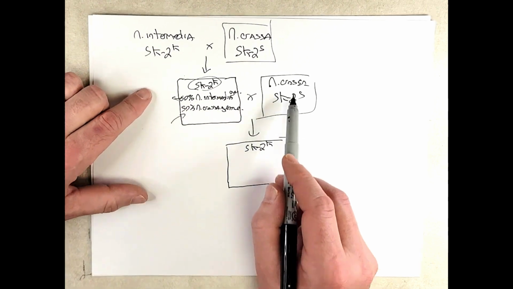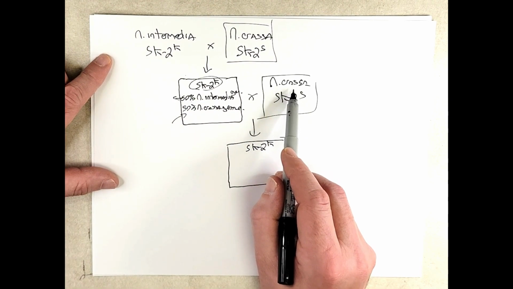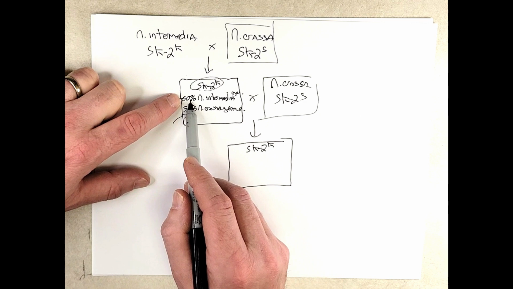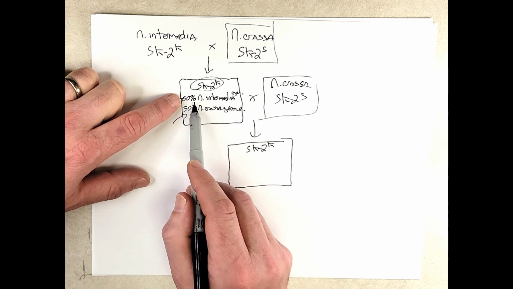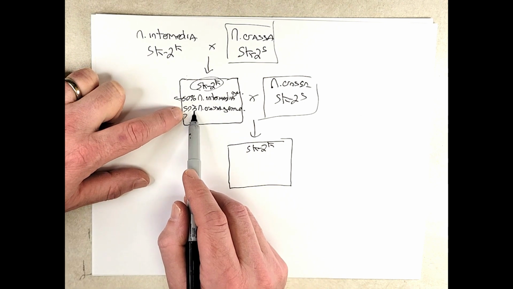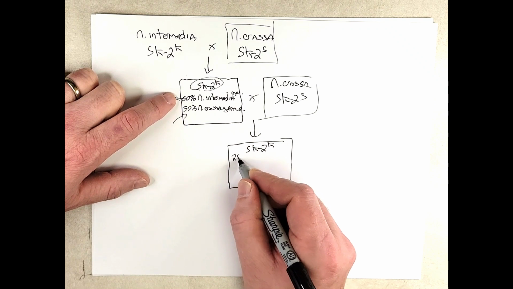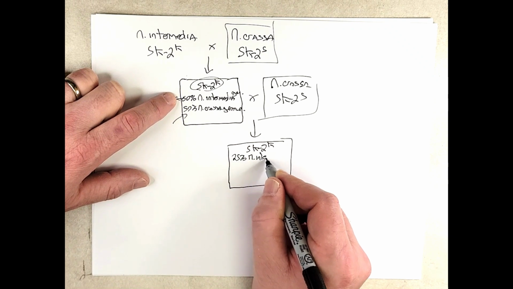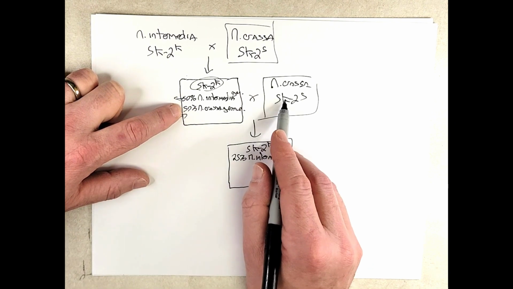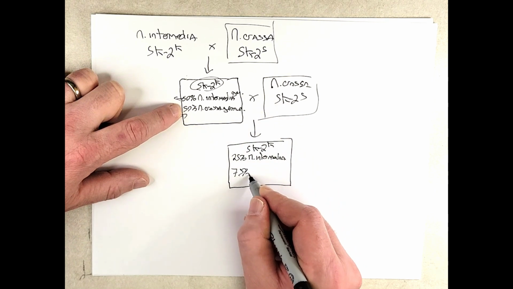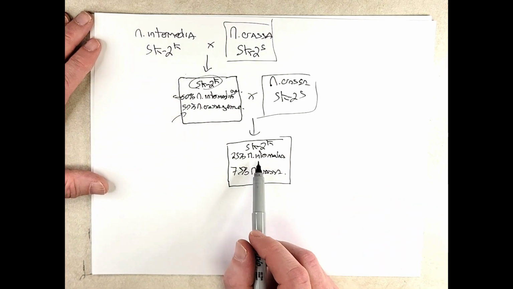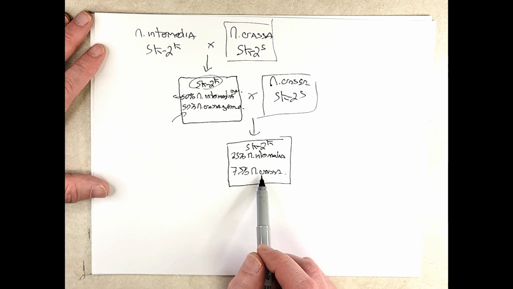Half of the offspring's genome came from this parent, and half came from this parent. So this parent right here is going to give half of its N. intermedia genome and half of its N. crassa genome to the offspring. So 25% is going to be N. intermedia, and essentially it's getting 25% N. crassa from here and 50% N. crassa from there, so 75% N. crassa. Okay, so we're getting even closer. The genome is getting closer and closer to 100% N. crassa.